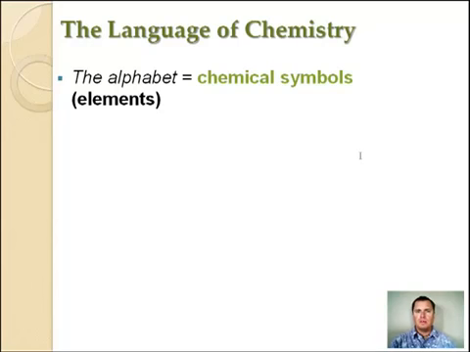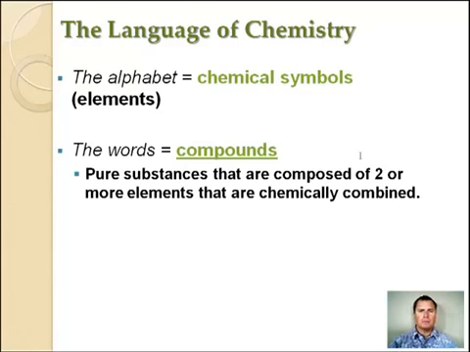Now, what do we do once we have the letters? Well, we put them together to form words. And then the words in chemistry are what we call compounds. And compounds are pure substances made up of two or more elements that are chemically combined. So they're two or more elements that are stuck together to form one single substance.